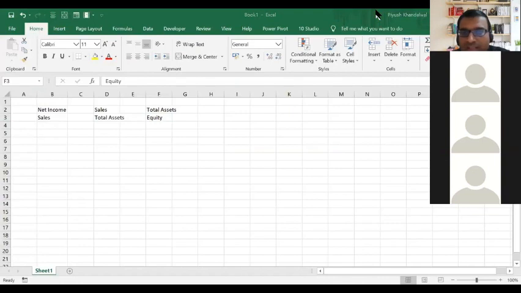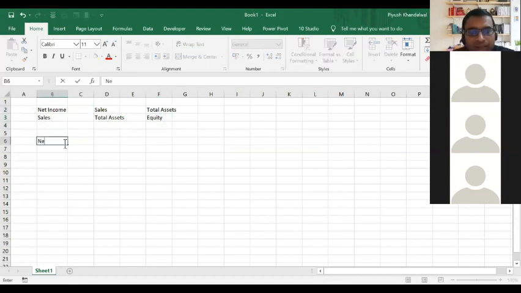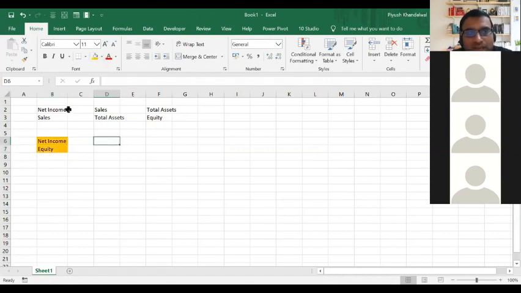Now you can see the Excel. Look, what I have done is I have just typed in. Is it visible now? Okay. I have typed in those three levers basically. And I'm saying this is net income by equity, which is my mother ratio. This is my mother ratio, which is actually a function of these three ratios.